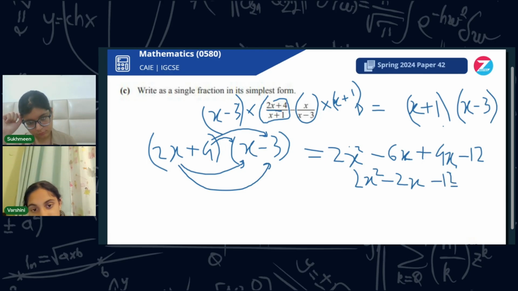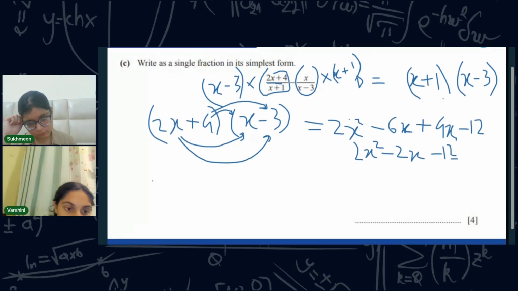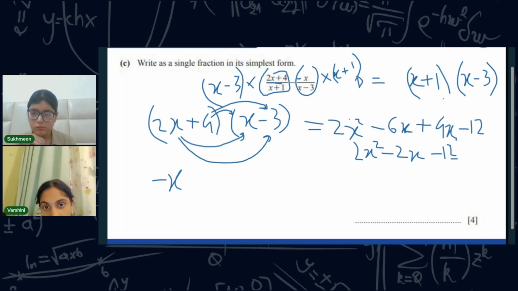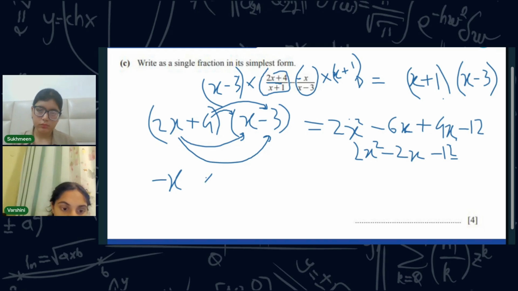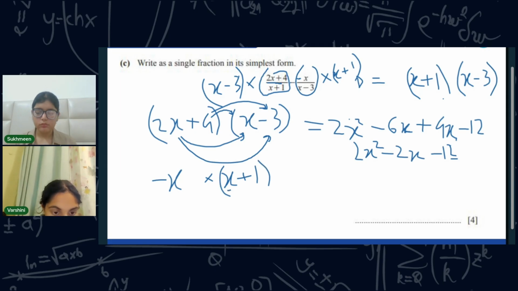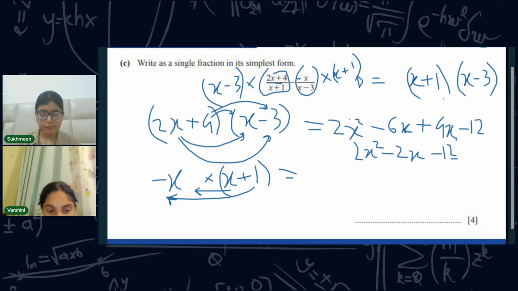So now let's expand the second fraction. For the numerator, we're just going to do minus x. Don't forget the minus sign in front of this. Minus x, which is over here, minus x, into x plus 1. So over here again, we're going to put x into minus x and minus 1 into minus x. So we know x into minus x is going to give us minus x squared, plus 1 into minus x, which is just minus x.